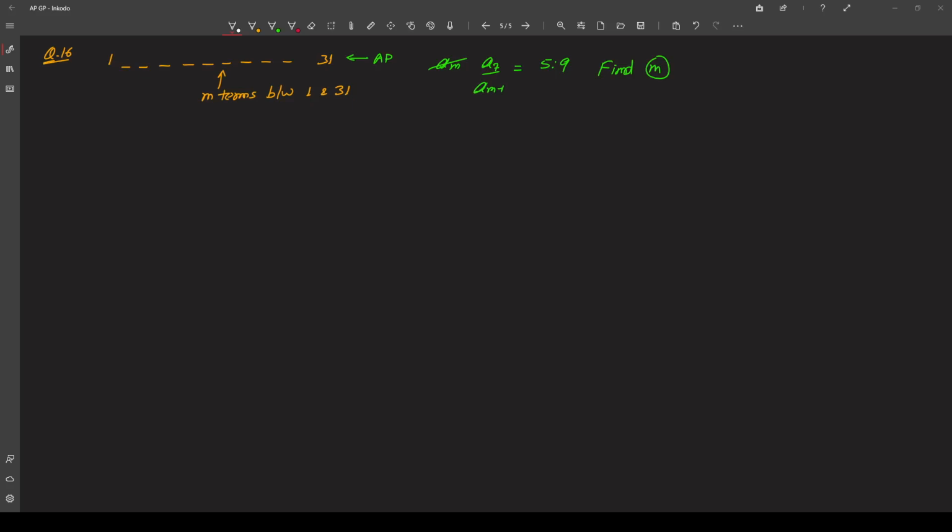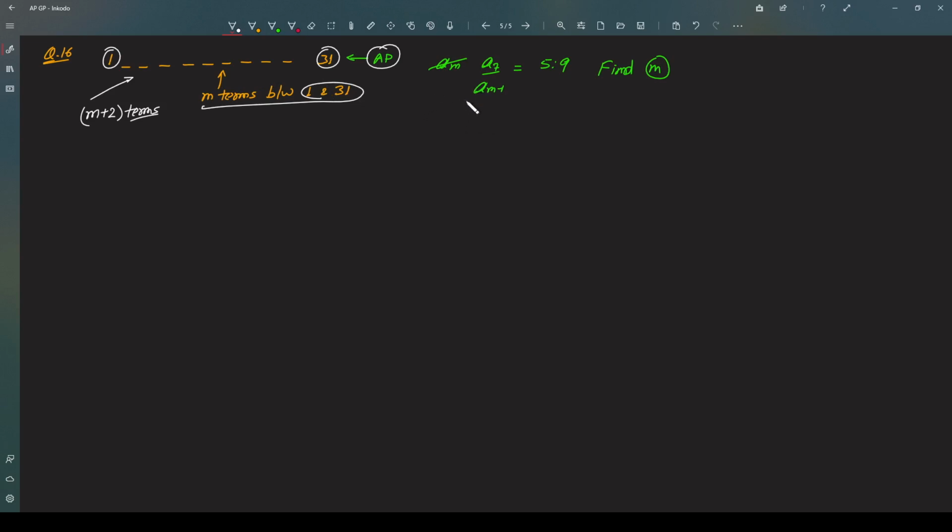Now, in this question, you have been given that there are m terms inserted between 1 and 31, so that this entire sequence is now an AP. That means how many terms are there in total? There are m plus 2 terms in total: m terms you have inserted between 1 and 31, plus 1 and 31 themselves.